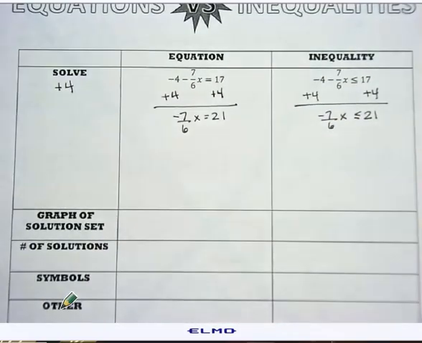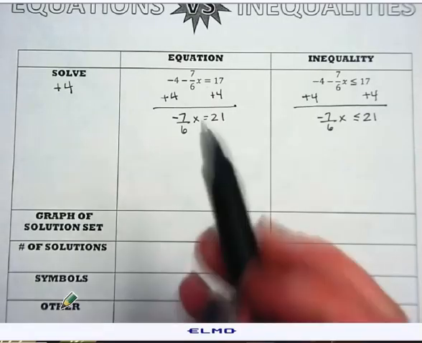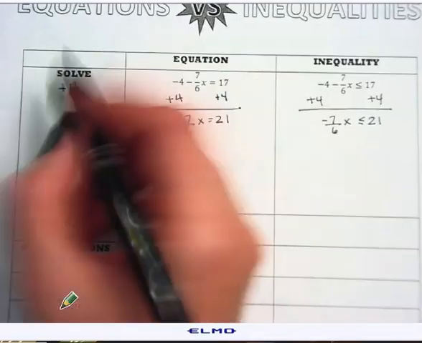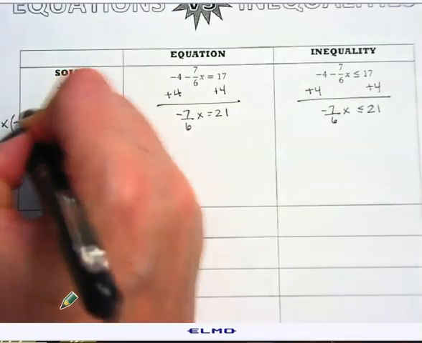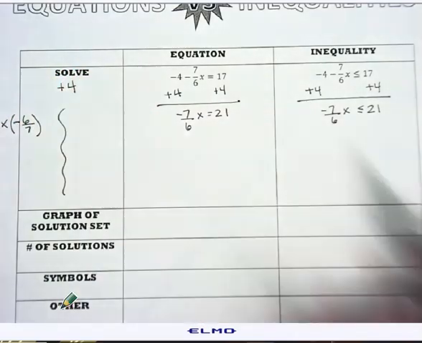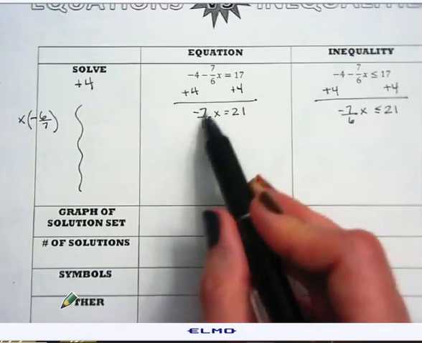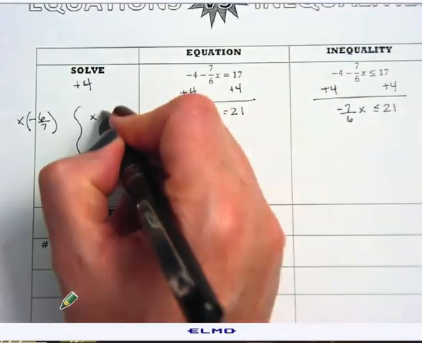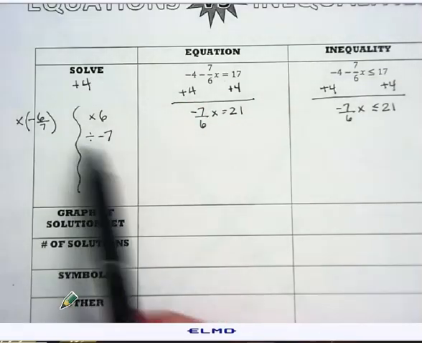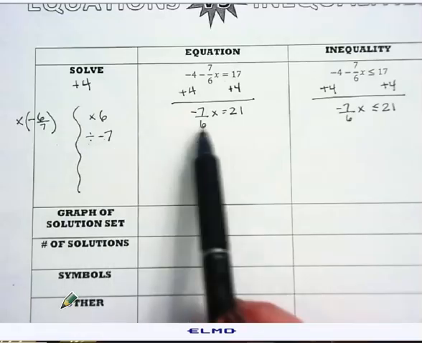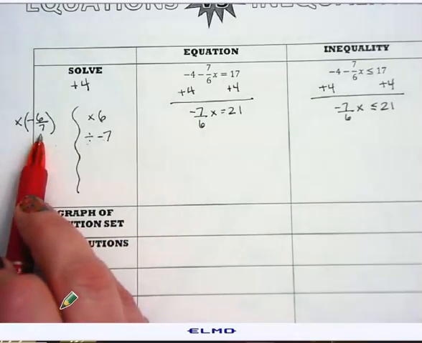So we should be here. On the left, negative 7 over 6x, and on the right, 21. Now, to handle the negative 7 over 6, there are 2 ways we talked about. The first is you could multiply by the reciprocal, which is negative 6 over 7, to both sides. The second way is you could do it in 2 pieces: multiply both sides by 6, and then divide both sides by negative 7. Take a second and do whichever method you like to both the equation and the inequality. I'm going to multiply by the reciprocal.